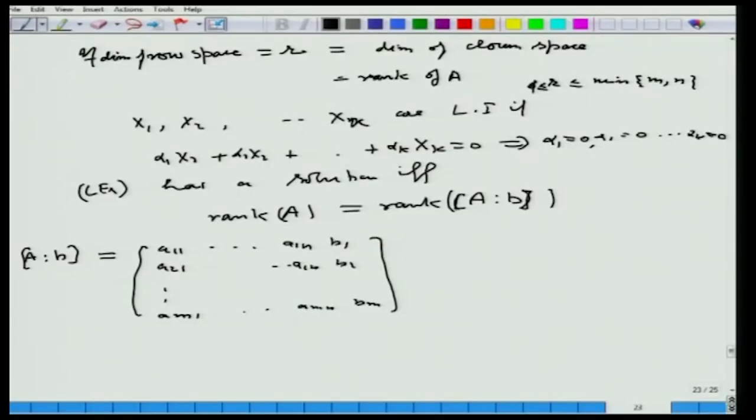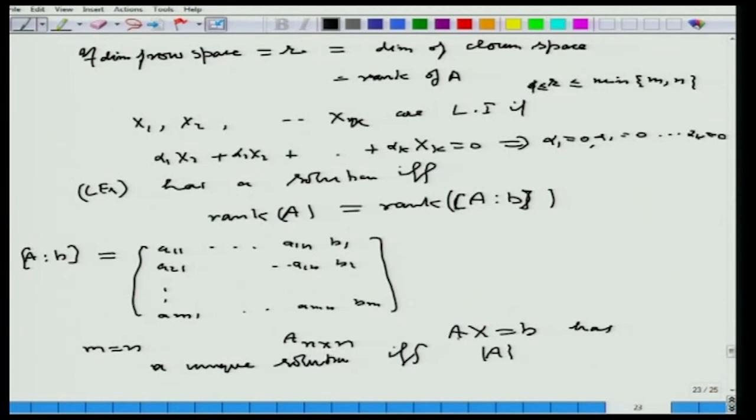And here when we have m equal to n, then we have a square matrix of size n by n, and then in that case we have Ax equal to b, where the size of b is also n, and in this case this has a unique solution if and only if the determinant of A is non-zero. Now we can consider the determinant because it is a square matrix. So, if the determinant of A is not 0, then this has a unique solution.